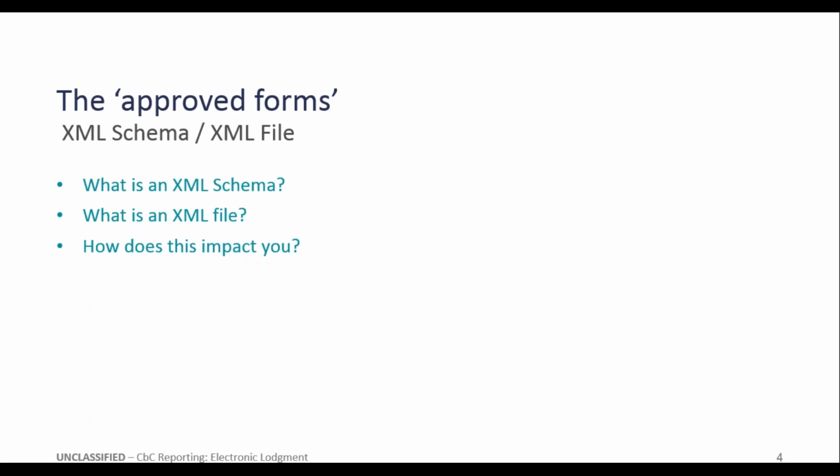And as I said before, within that XML file, the relevant attachments are contained therein. So essentially, just to be clear, the XML file is your answers to the questions on the form, which is represented by the XML schema, which in itself is used by your business management software to create a valid submission to the ATO. So what happens when you actually submit an XML file to the ATO?